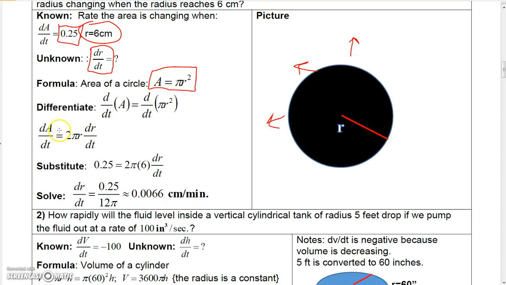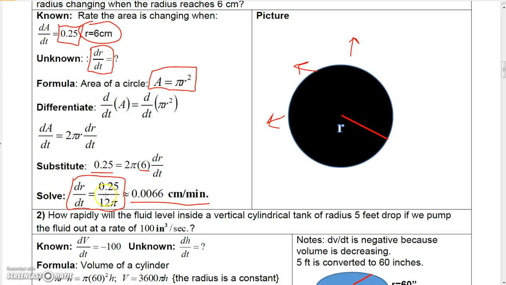Well, now I can plug in what I know. I know the area is changing at a rate of 0.25. And we want to know the rate r is changing when r is 6 centimeters. So put in 6 centimeters for r. Then 6 times 2 pi is 12, so that's going to be 0.25 equals 12 pi dr/dt. All I have to do to solve for dr/dt is divide 0.25 by 12 pi, and that is approximately 0.0066 centimeters per minute.